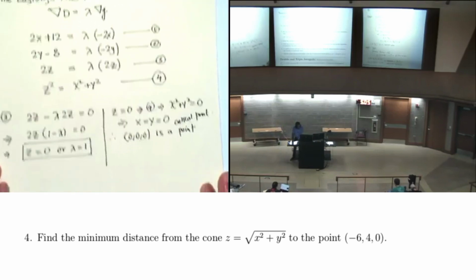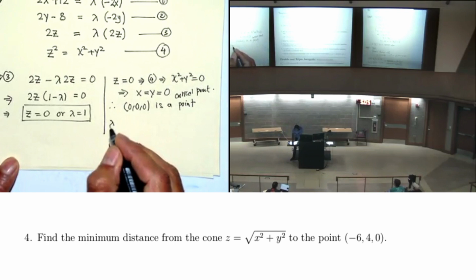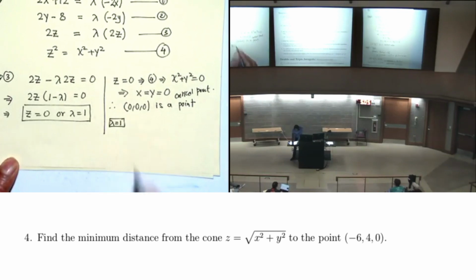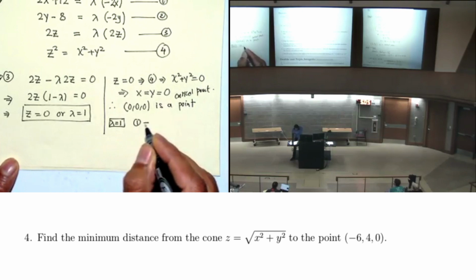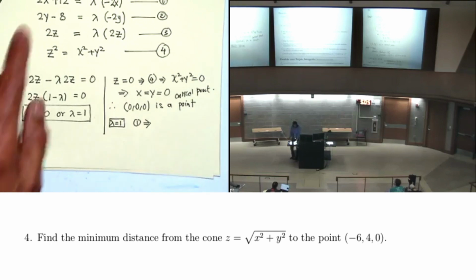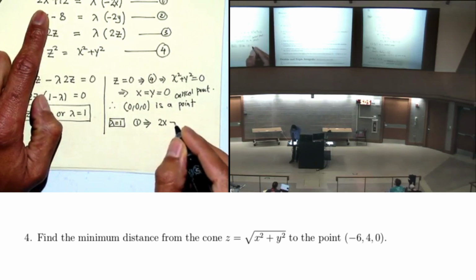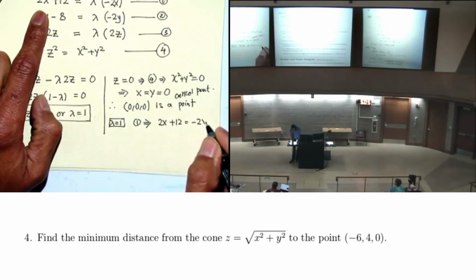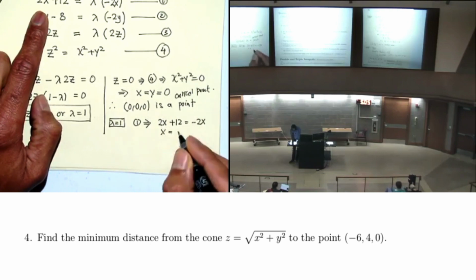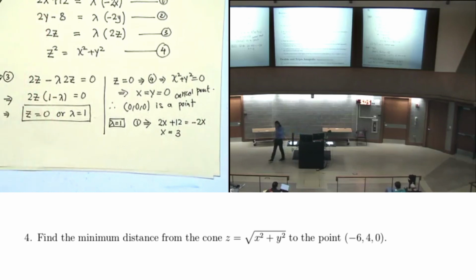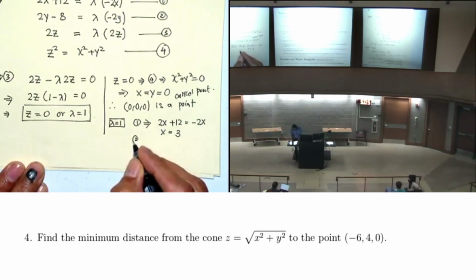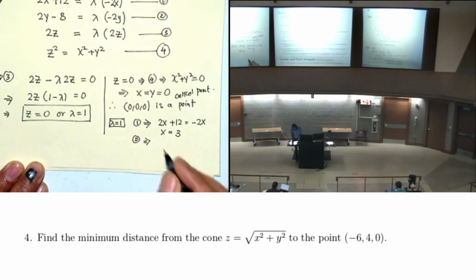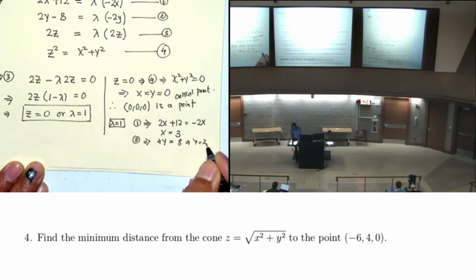Okay, I'm running out of space, so let's see. If lambda is equal to 1, what is going to happen? Equation number 1 implies, if I plug lambda is equal to 1 into equation number 1, I get 2x plus 12 is equal to minus 2x, which gives me x is equal to minus 12 divided by 4, which is minus 3. If I plug lambda is equal to 1 into the very first equation, I get x is equal to minus 3. If I plug it into the second equation, I get again 4y is equal to 8, y is equal to 2.